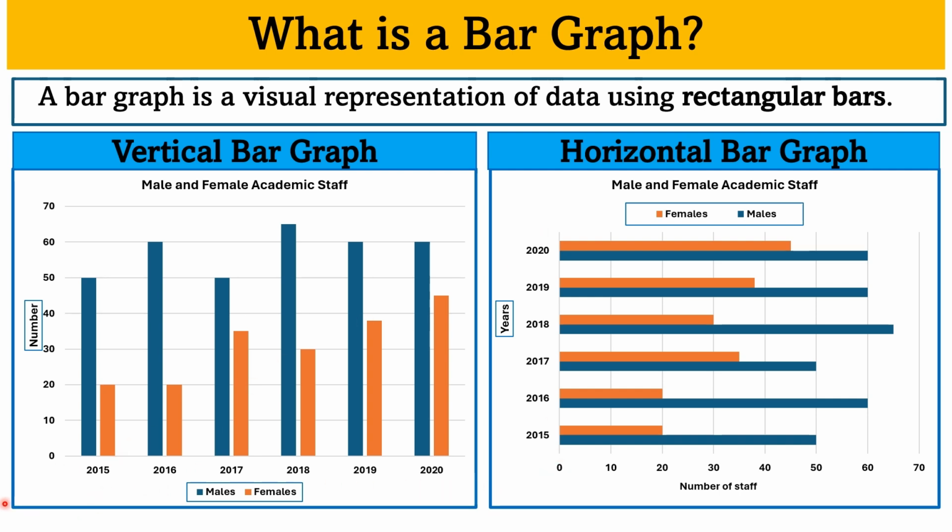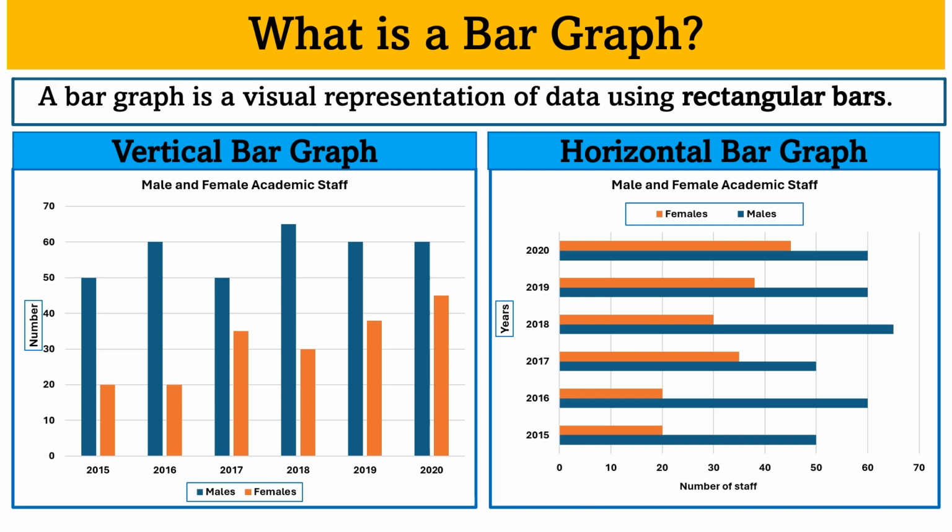Let's see why. The graph on the left is a vertical bar graph. The bars stand upright, going up from the x-axis. The years are displayed along the bottom, and the height of each bar tells us the number of staff. And the graph on the right is a horizontal bar graph. Here the bars stretch across from the y-axis. The years are listed on the vertical axis, and the length of each bar tells us the number of staff.